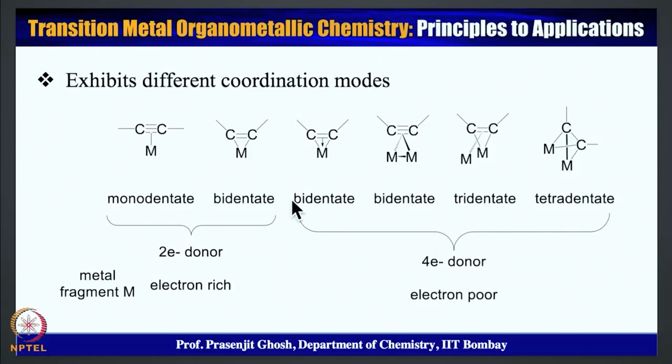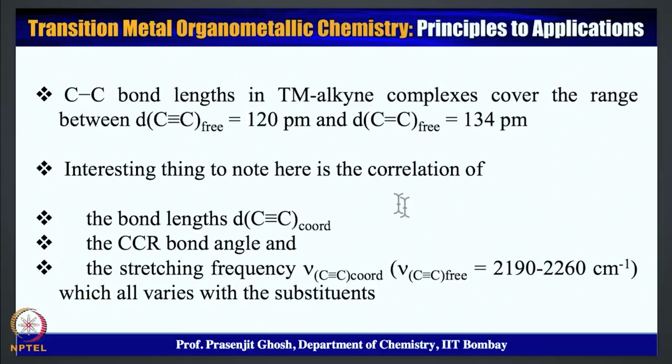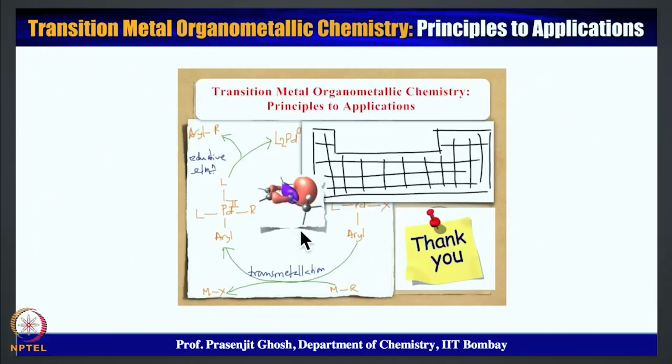Metal alkynes display a versatile mode of binding which can be monodentate, bidentate, tridentate, tetradentate. We have looked into how these can be characterized using X-ray as well as IR studies, and then finally the various kinds of interactions that we have studied. So, overall let me just brief you as to what we have done.